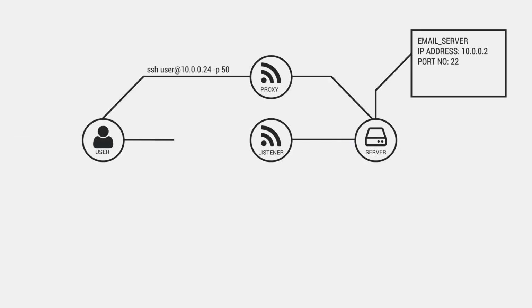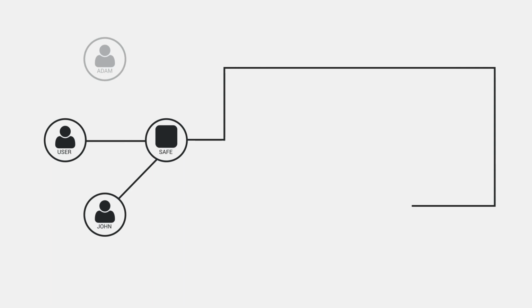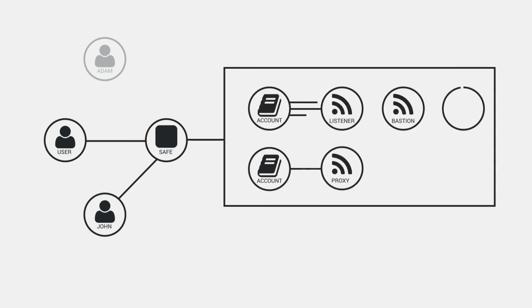Listener determines server connection mode, proxy, gateway, transparent, bastion, as well as its specifics. Safe directly regulates user access to monitored servers. It specifies privileged accounts on monitored systems along with listeners, which specify the connection parameters such as IP addresses and port numbers.